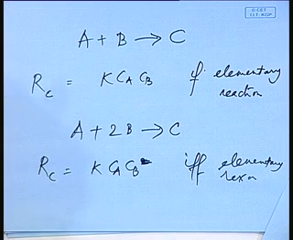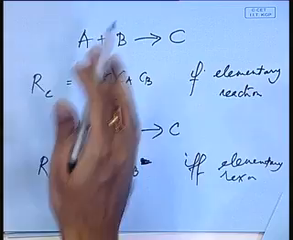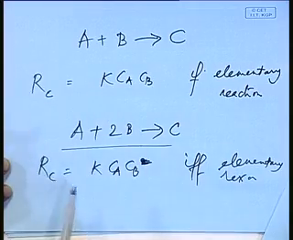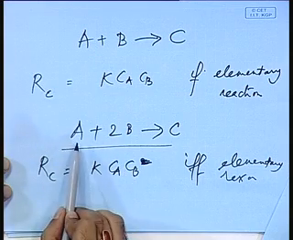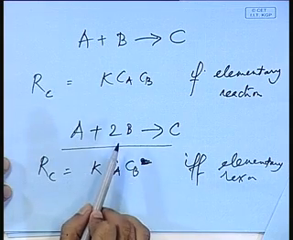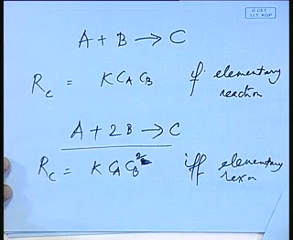When can that not be an elementary reaction? A plus 2B gives rise to C. The definition of an elementary reaction is that the rate of the reaction is written exactly the same way in which the molar concentrations of the reactants react. This would be an elementary reaction only if the reactants react in a 1:2 mole ratio, and the reaction rate is also given as Ca Cb squared.